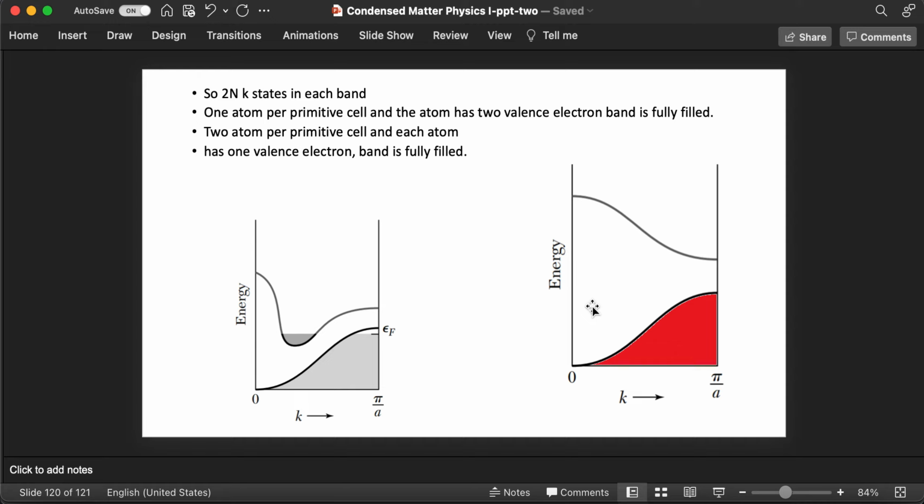Or there's another situation also, when suppose there are 2 atoms per primitive cell, and each atom contributes 1 valence electron. Then also all the 2n states will be fully filled. Then also you will get an insulator.